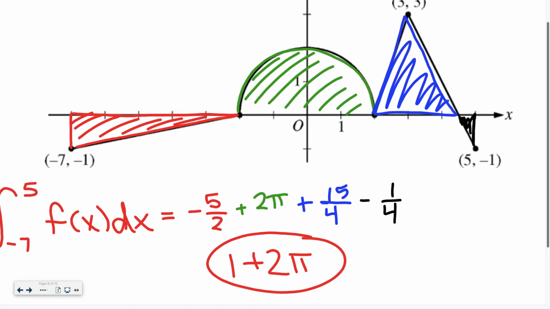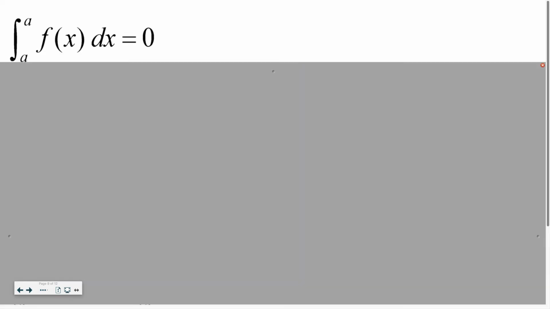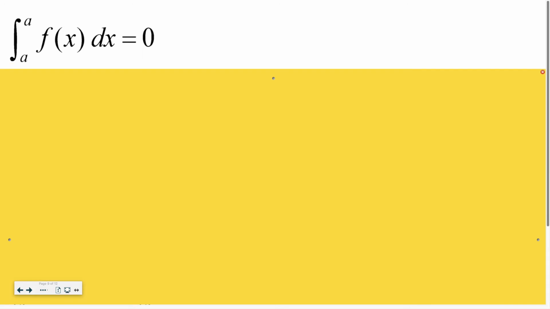Okay. The last thing we are going to talk about are some properties. We are going to write down some properties of our definite integral. If I ask you to find the area from A to A of any curve, how much area is there from A to A? Property number 1, the integral from A to A of f of x dx is 0. No matter what. There is no area from A to A.